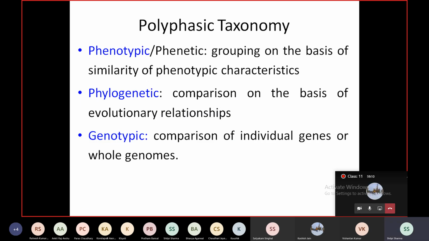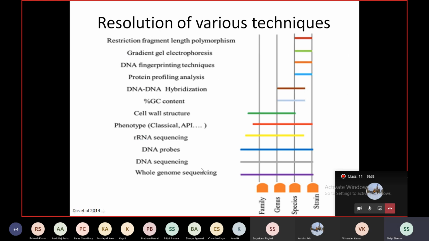Now, modern taxonomy, what is called polyphasic taxonomy, takes into account all data to determine phylogeny and to assign organisms to various groups. And we will discuss these, most of the characters we have already discussed, whether it is DNA hybridization or percent GC content, or sequencing the rRNA. This is the kind of resolution that you have to assign it to which taxon.